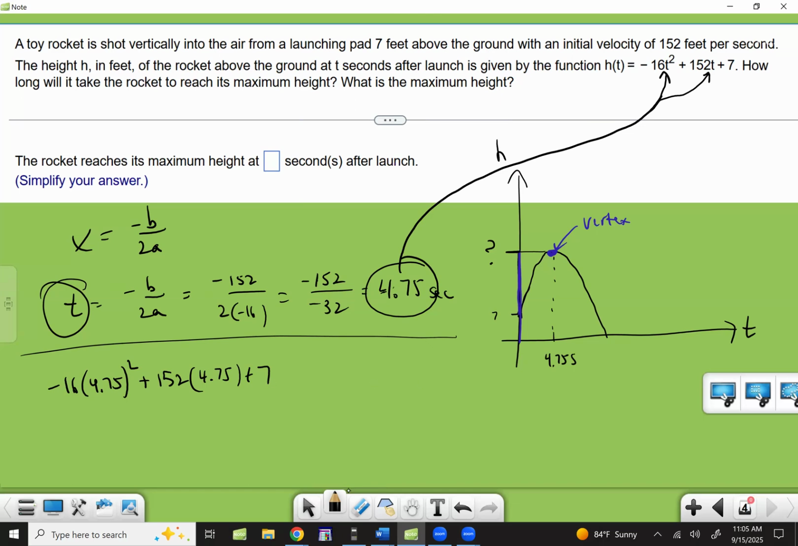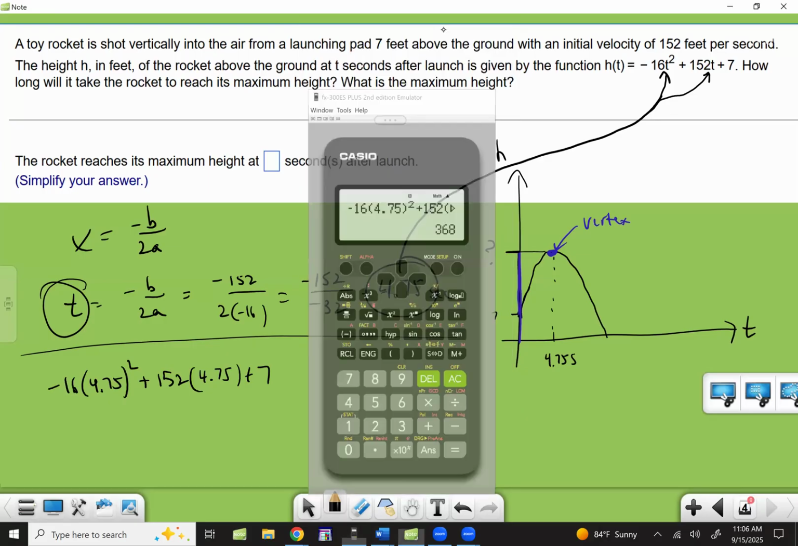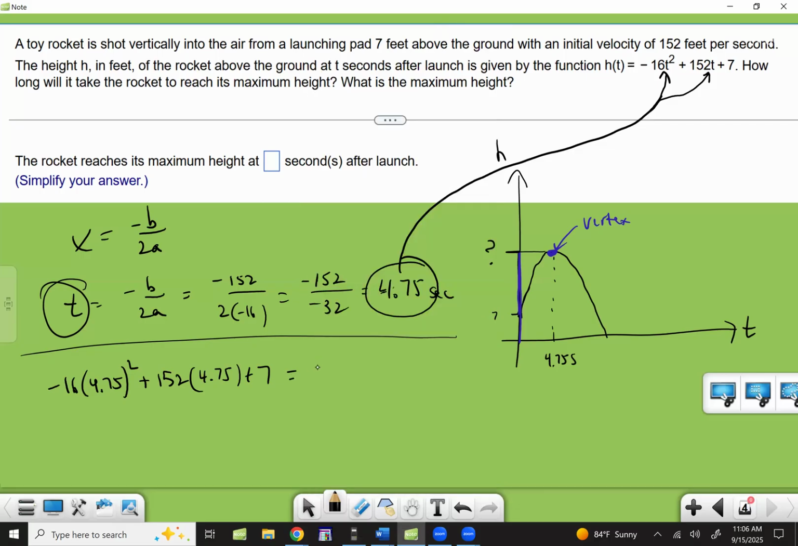So I'm totally going to calculate this. Everybody would. All right, let's see what we got. 368. So it's like 368 feet. How high this rocket went.